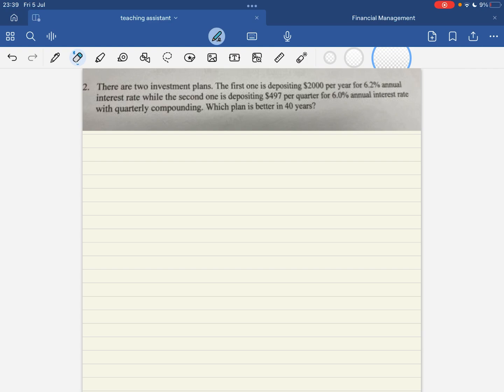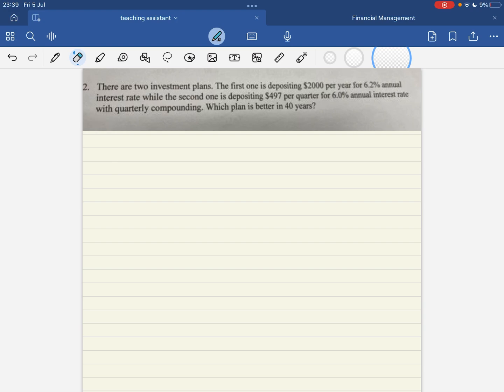Question number 3. There are 2 investment plans. The first one is depositing $2,000 per year for 6.2% annual interest rate, while the second one is depositing $497 per quarter for 6% annual interest rate with quarterly compounding. Which plan is better in 40 years? For this question, I also highly recommend people to stay focused on it since it could be asked during the midterm exam. Let's analyze everything together.